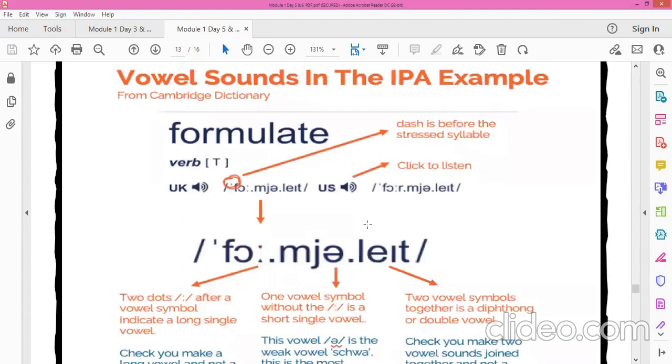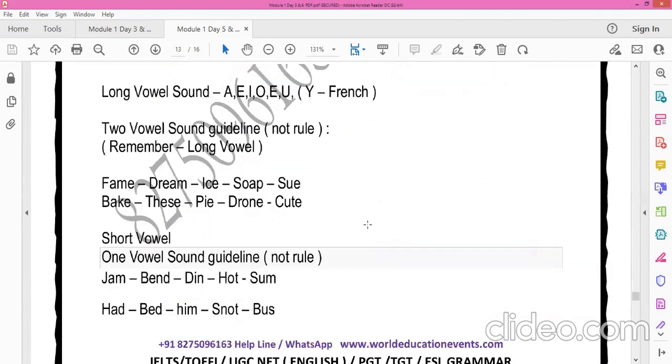I'll tell you this one later, just a second. Now come to the long vowel sound. So already, do you remember? Sorry, this is H. Okay, you need to do the correction. This is H.